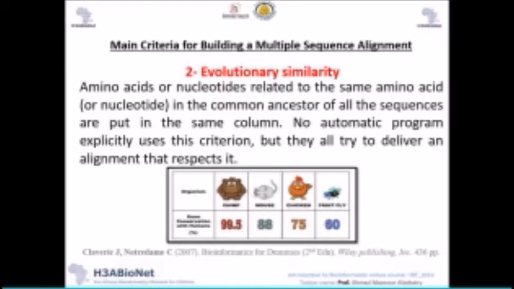So we can, for example, identify a gene, and then compare that gene in different organisms and see how similar or how different that gene is from one organism to another. We will do a practical about something like this in the practical session, to see the evolutionary similarity of one gene between different organisms. This is purpose number two.